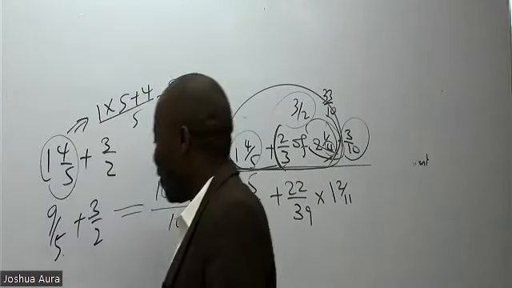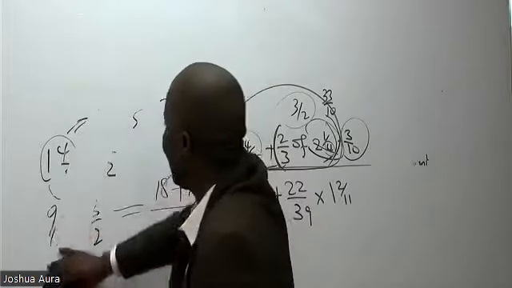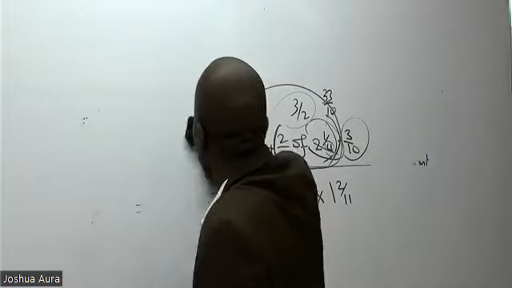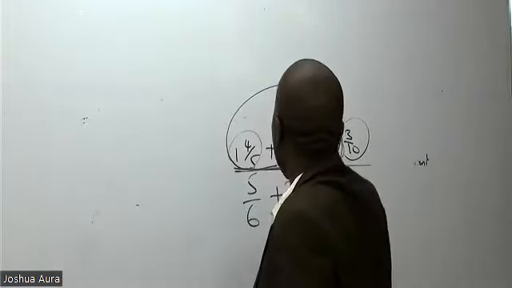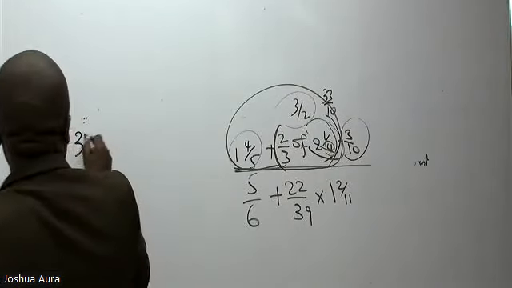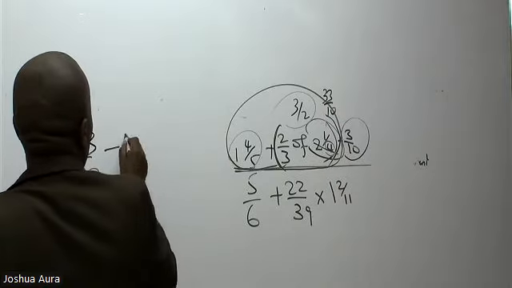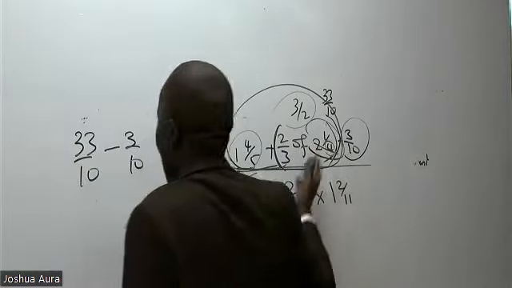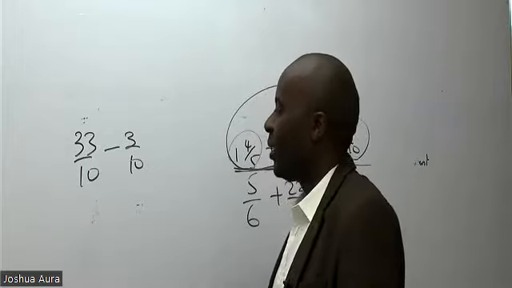Great. Now I'll come and do the last thing. I hope you guys are following. The last thing that I need to do here is, the whole of this we know is 33/10. So it will be 33/10 minus 3/10. These are the negative now. Now I'm subtracting.